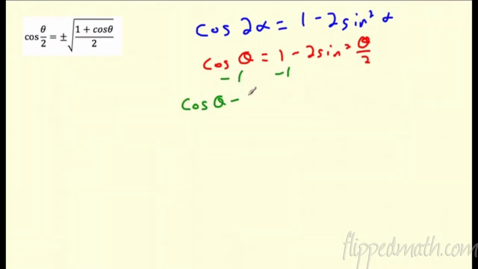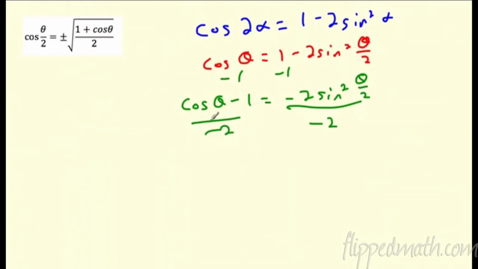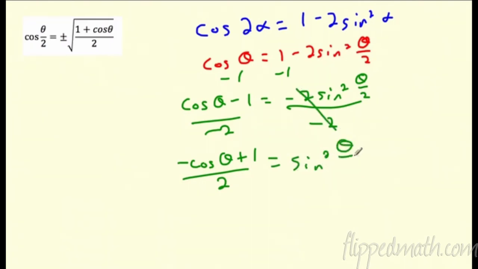So we've got cosine theta minus 1 equals negative 2 sine squared of theta over 2. Now I'm going to divide by negative 2. I'll bring that negative on top, so it becomes negative cosine theta plus 1, all over 2. Those cancel, and I'm left with sine squared theta over 2 equals that.